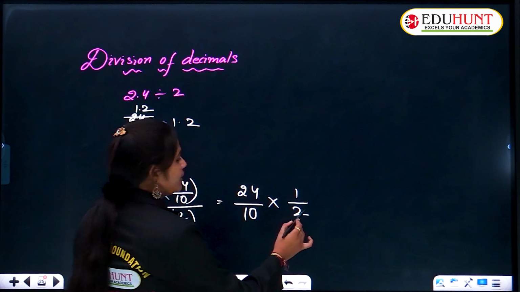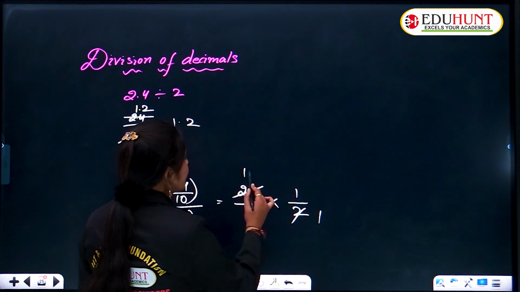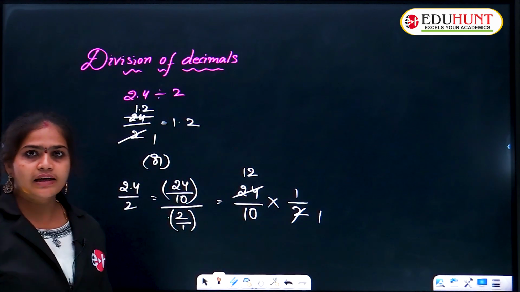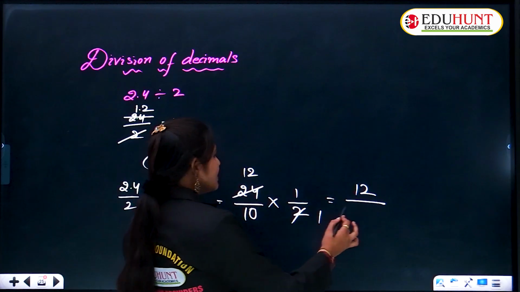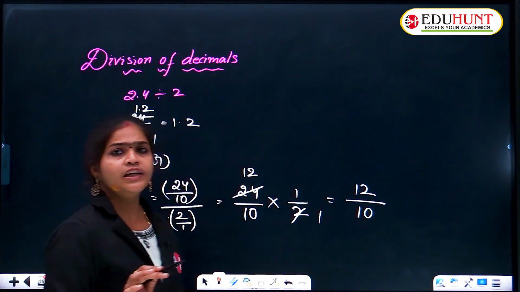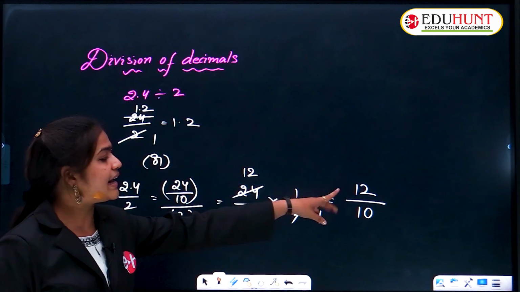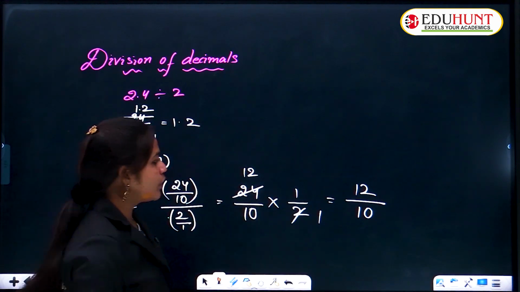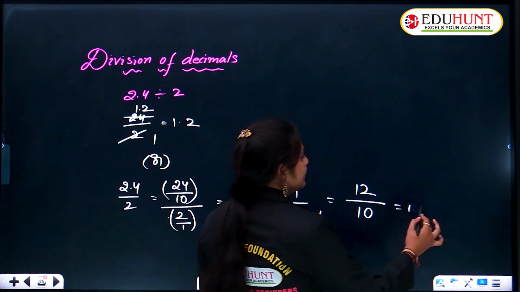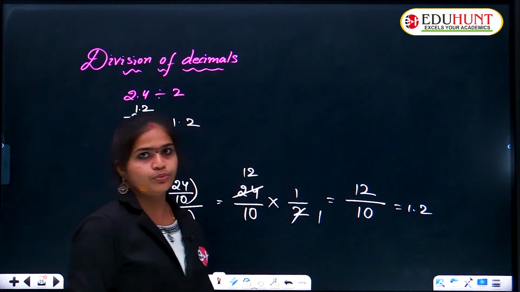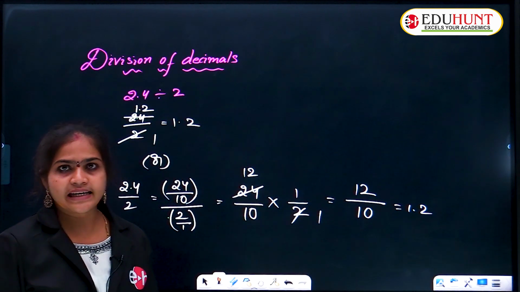Now 2 ones are 2, 2 12s are 24. Clear? Yes. 12 ones are 12, again 10 ones are 10. Here there is no need to do the cancellation. Directly you can write the decimal form as the answer. Why? Because 12 by 10 is there. Then we can write this as 1.2. Understood? In decimal numbers.